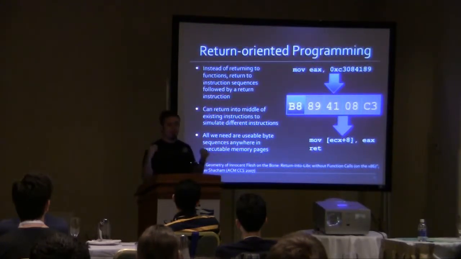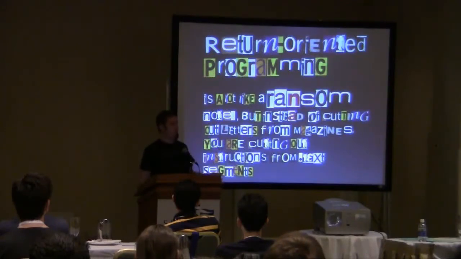Basically, you can find these instruction plus ret sequences anywhere in memory, and you can combine them into something else. Or the best way to understand it, to credit Dr. Raid's girlfriend who thought of this, and we all think she's a genius because of it, is that it's like a ransom note. Return-oriented programming is like a ransom note, but instead of cutting out letters from magazines, you are cutting out instructions from text segments. Which is basically exactly what it is.